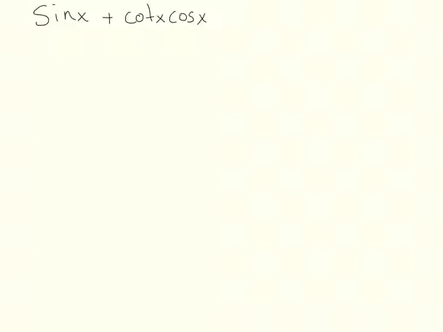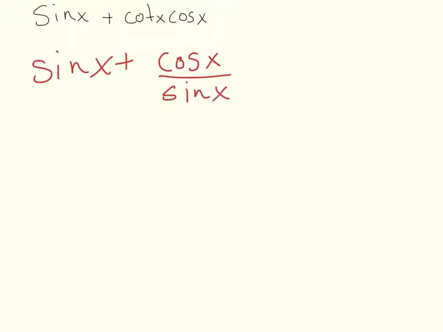So let's put those to use in simplifying this expression, sine x plus the product of cotangent x and cosine x. Before we do that, let's think about, what does cotangent x equal? Well, we know that cotangent is simply cosine of x over sine of x, and we're multiplying that by another cosine of x. If we do this, we notice we have a fraction in here, and to combine two fractions, we need a common denominator. So let's get a common denominator.